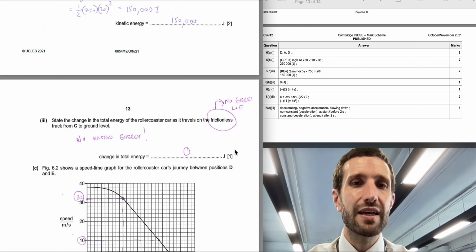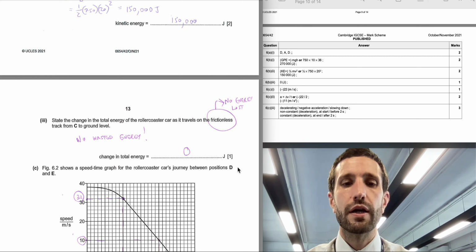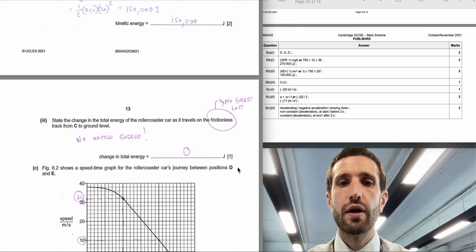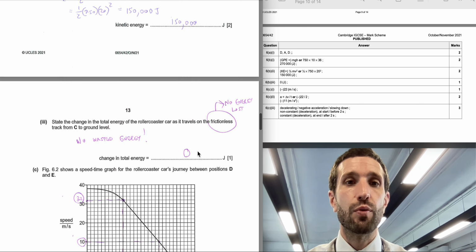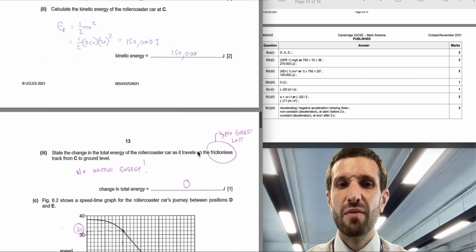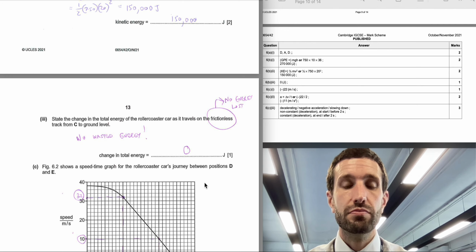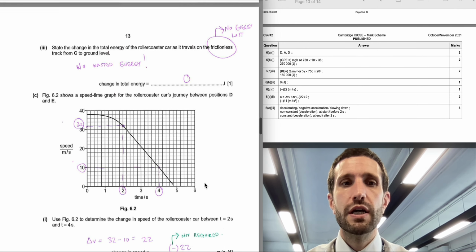Now you can kind of see that here from our 1 mark in terms of the question. It's a 1 mark question, so you'll probably be having to state a value. If it wasn't 0, it might be one of the previous answers that we've given, but in this case it's 0. We've then got a speed time graph.